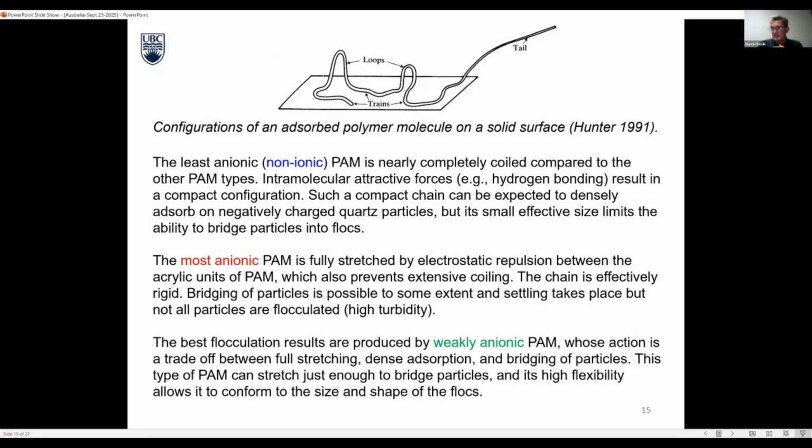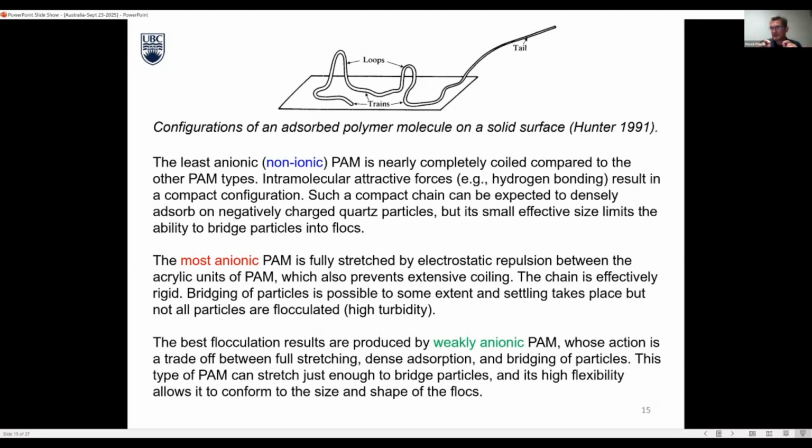There may be some tails dangling from one end or another, but there will be very limited ability to bridge multiple particles. If we have spheres, well, again, there will be no tails, no loops. These are the conformations that are responsible for flocculation. And again, you would not expect a great performance from that type of polymer. So on one extreme, rigid rods, that's basically the most anionic PAM.